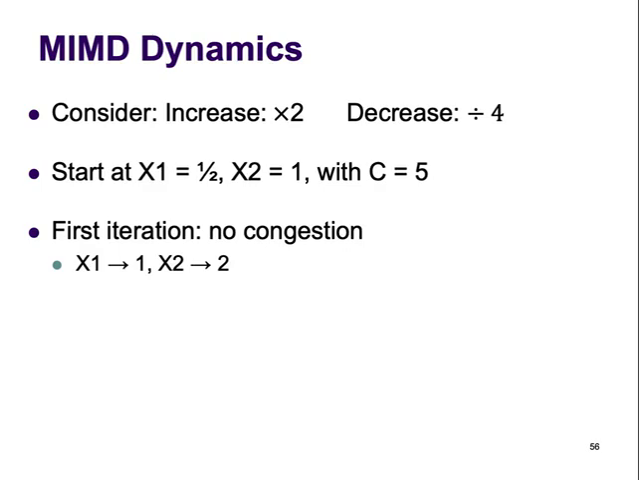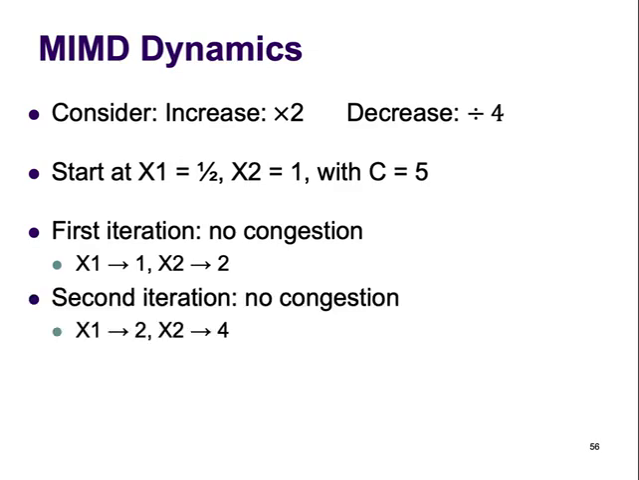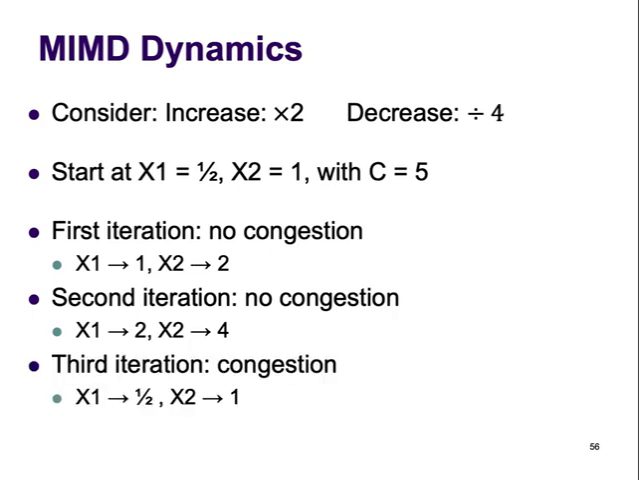So in the first iteration, no congestion, right? 1.5 is way less than 5. So they're both going to multiplicatively increase. Multiply by 2, you get x1 is 1, x2 is 2. So 1 plus 2 is 3, less than 5, we're still not congested. So in the next iteration, we multiplicatively increase again. So now we get 2 and 4. 2 plus 4 is 6, we are congested, so now we need to drop. So we're back, x1 has half, x2 has 1, and you could continue on.